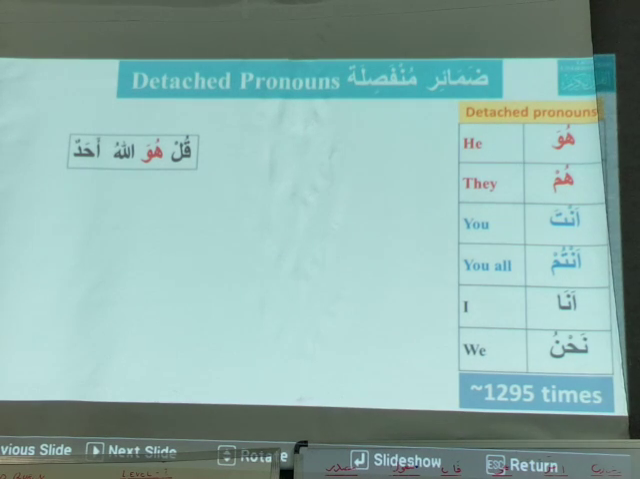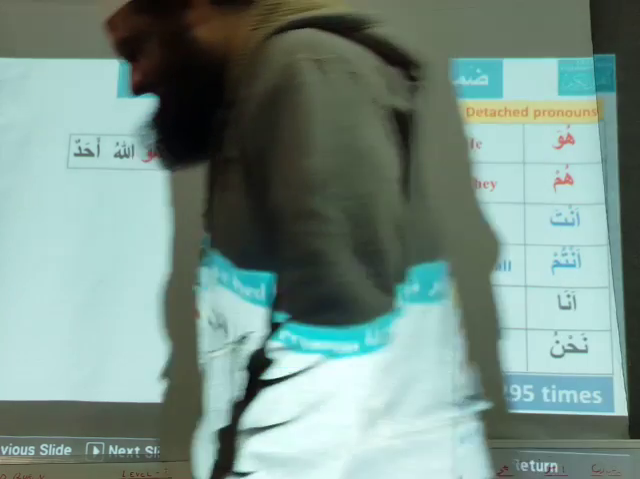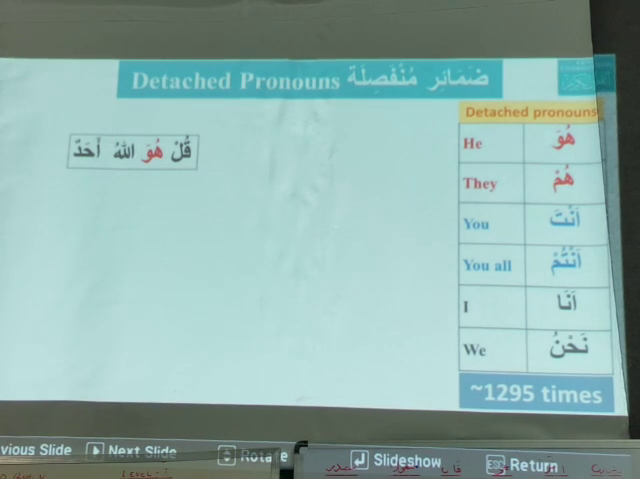Huwa, he, hum, they, anta, you, antum, you all, ana, I, nahnu, we. Yeah, so everybody please do it loudly so that your mind also accepts it. You know, if you just speak it in your heart, you won't remember it. So speak it out loudly, and you will remember inshallah.